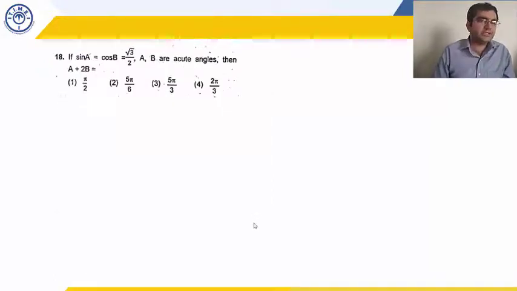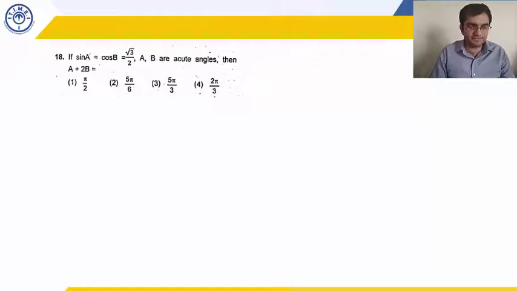Okay, next question, question 18 again, straightforward. If sin A equal to cos B equal to root 3 by 2, where A and B are acute angles, then find A plus 2B. And the answer should be in radians. Take 30 seconds.